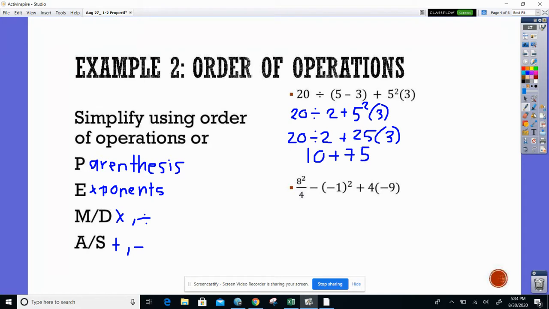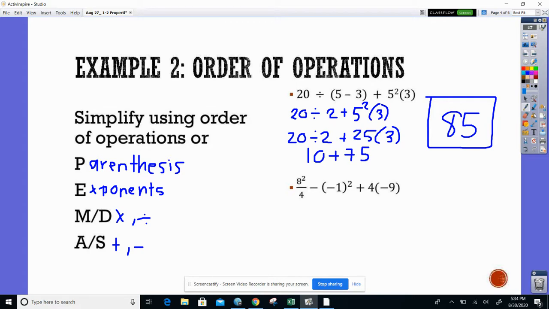So that leaves us with 10 plus 75. The only thing left here to do is add 10 plus 75. That's going to give us 85. And that is your answer. Now we're going to go through the same process on the second problem here.